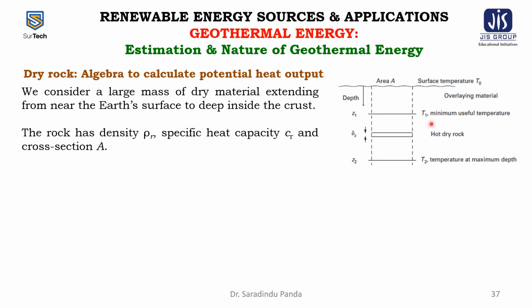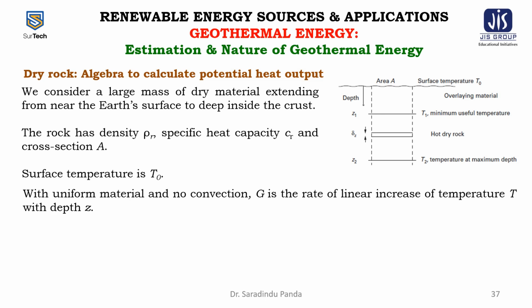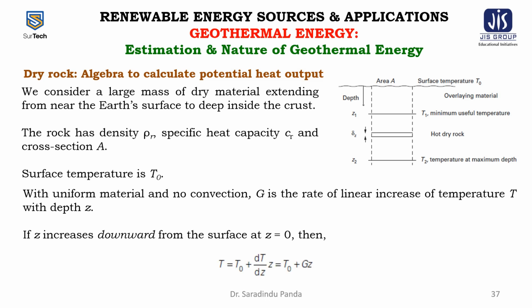At Z1, T1 is the minimum useful temperature, and at Z2, T2 is the temperature at the maximum depth. The surface temperature is T0. With the uniform material and no convection, G is the rate of the linear increase of temperature T with the depth Z. If Z increases downward from the surface at Z equal to 0, then T is equal to T0 plus dT by dZ into Z. That's equal to T0 plus GZ. Capital G is the rate of the linear increase of the temperature, that is dT by dZ.